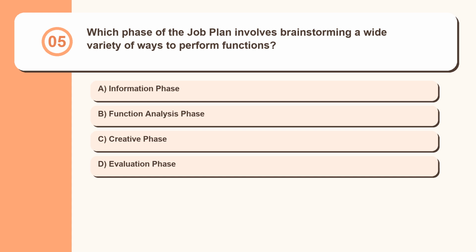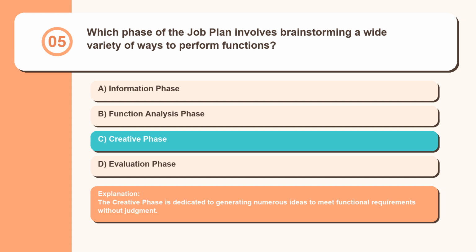Question 5. Which phase of the job plan involves brainstorming a wide variety of ways to perform functions? Information phase, function analysis phase, creative phase, evaluation phase. The creative phase is dedicated to generating numerous ideas to meet functional requirements without judgment.